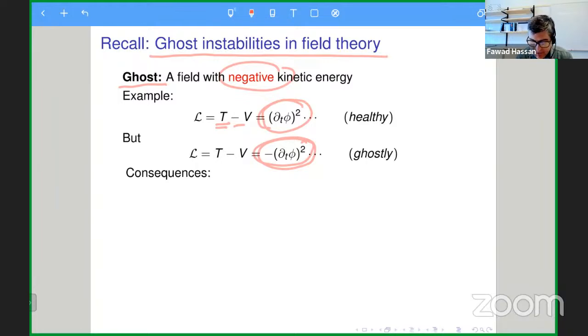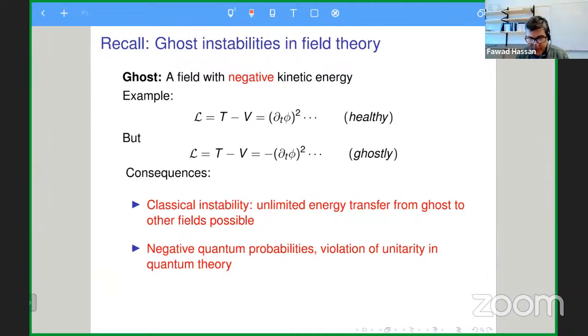What is the consequence of having a ghost in the theory? First of all, at the classical level, we generically have classical instabilities, in the sense that unlimited energy can be transferred from the ghost field to other fields in the theory in the presence of interaction.